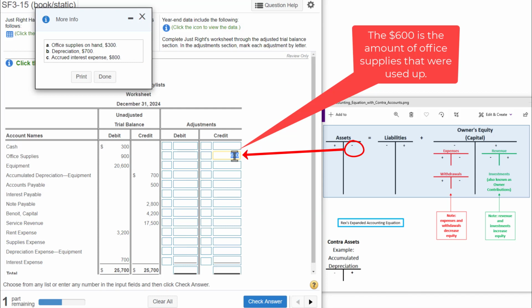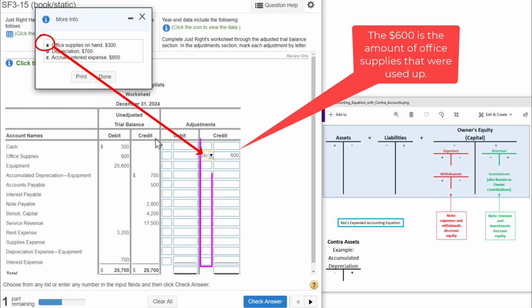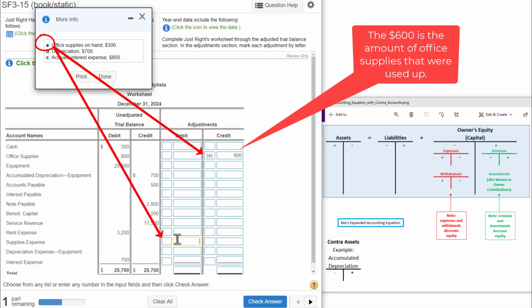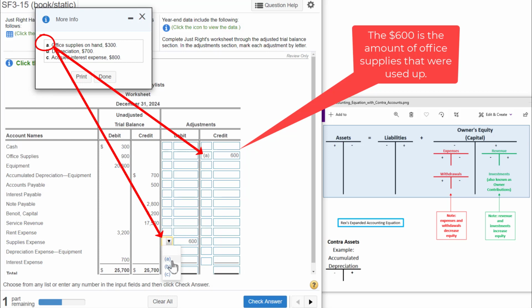First of all, I need to put an A here because this is transaction A. The reason we put the letters here and here is so that if we ever come back to this spreadsheet in the future and we've forgotten what we've done, these letters help us match up the data to this information here. Now we need a matching debit. What account shows that we've used up office supplies? It's supplies expense. A lot of companies will call this office supplies expense, but they chose to call it supplies expense. So I've got an A, I've got a debit, and I have a credit. We're done with adjustment A.